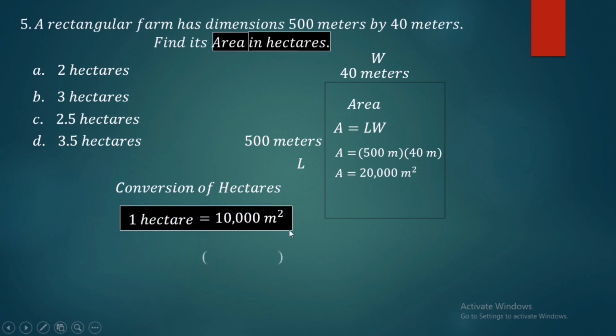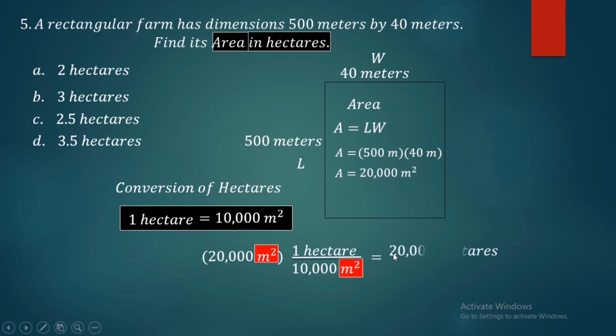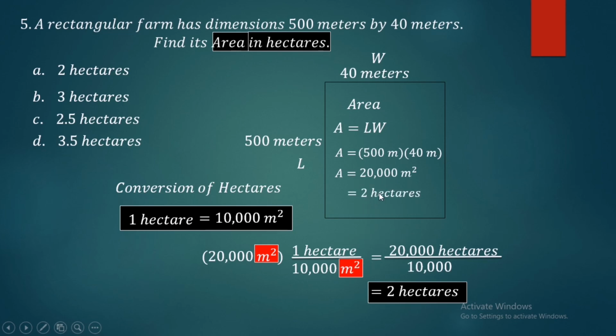So, i-convert natin yung 20,000 meters squared multiplied by the conversion of hectares, that is 1 hectare over 10,000 meters squared, then cancel meters squared. 20,000 times 1 hectare, 20,000 hectares divided by 10,000, then 20,000 divided by 10,000, that is 2 hectares. So yan ang ating equivalent ng 20,000 meters squared of the rectangular farm, that is 2 hectares.